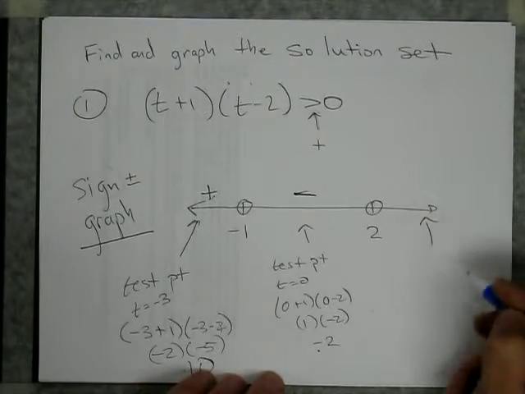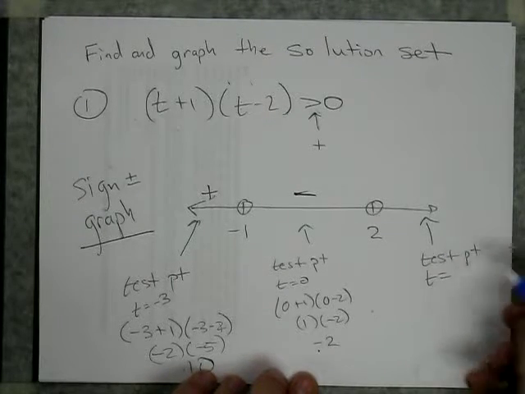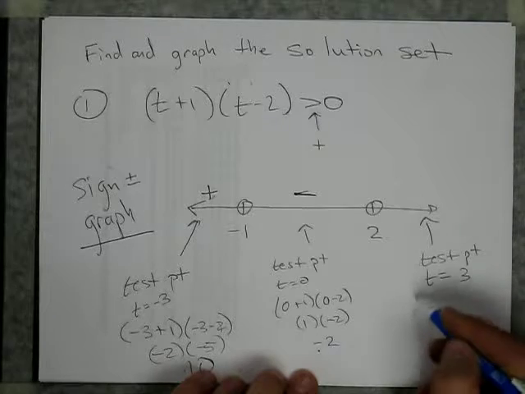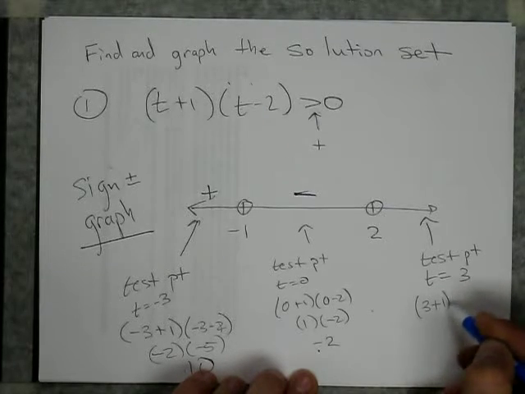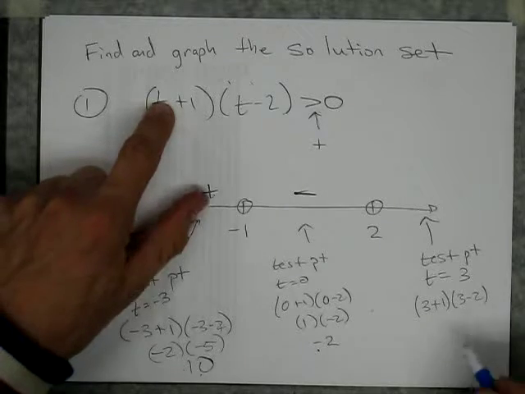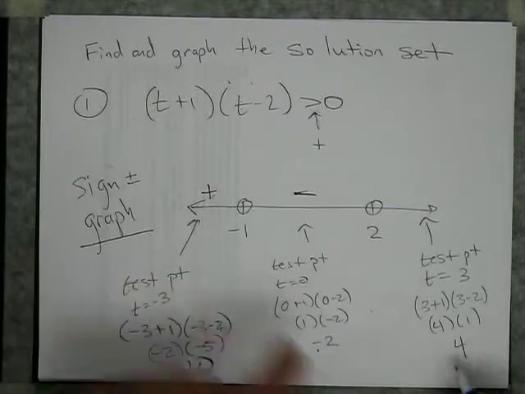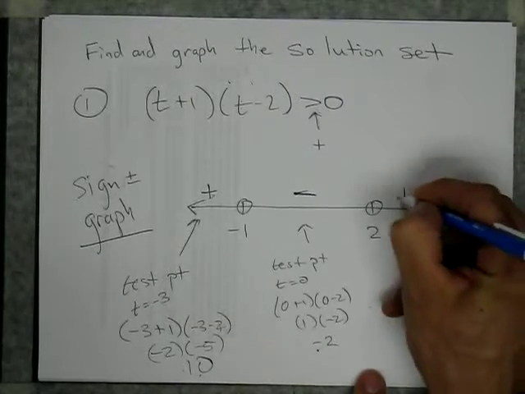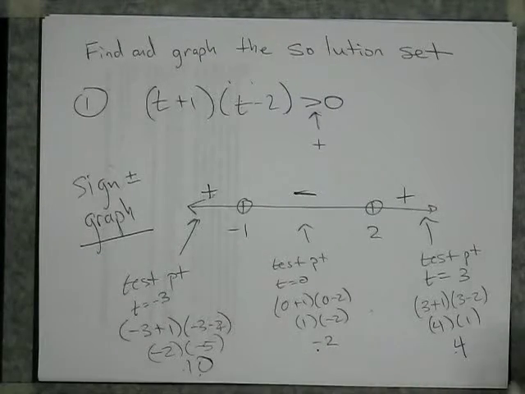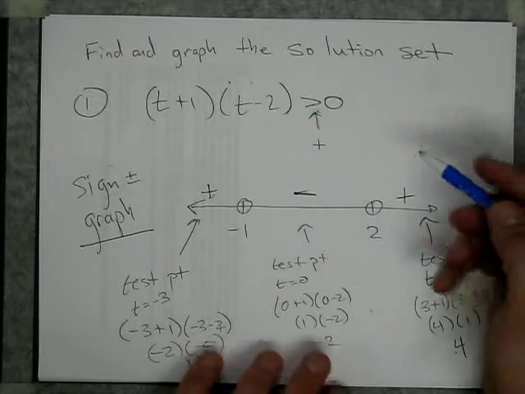And then over here, we pick another test point, t equals 3. So you get 3 plus 1, 3 minus 2, we're just plugging into up here, by the way, in case you're wondering. And we get 4 times 1, so we get a 4. It's a +4, so those are positive values. Remember, the only values we want are positive, because greater than 0 are positive values.